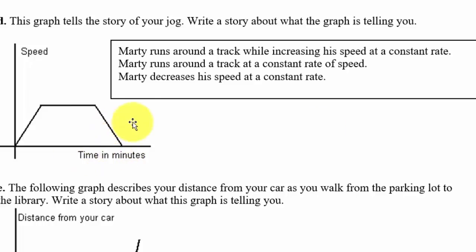And then finally, Marty decreases his speed at a constant rate. And this last sentence covers the declining line, right? The decreasing line. Marty's decreasing his speed at a constant rate. And again, I say constant rate, that guarantees that we have a straight line, okay?